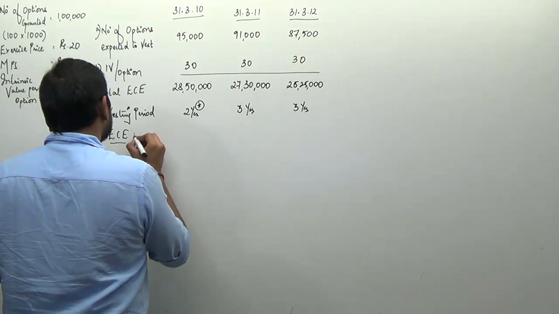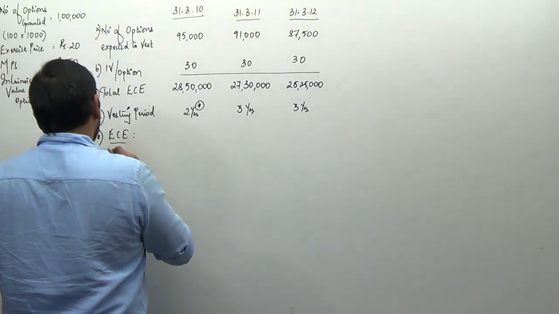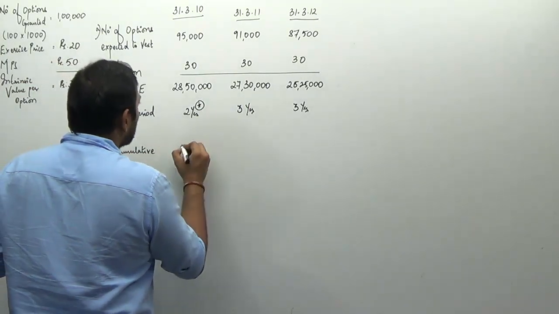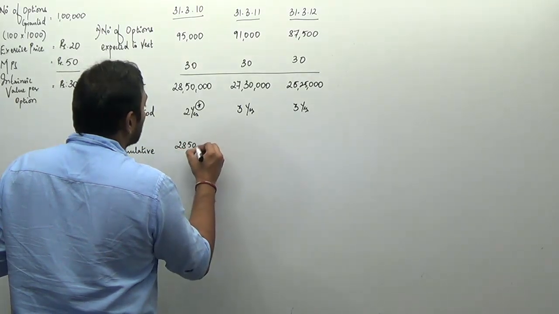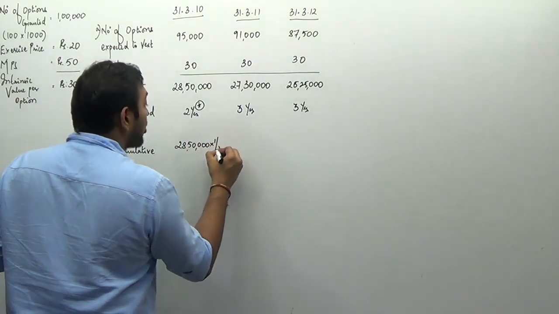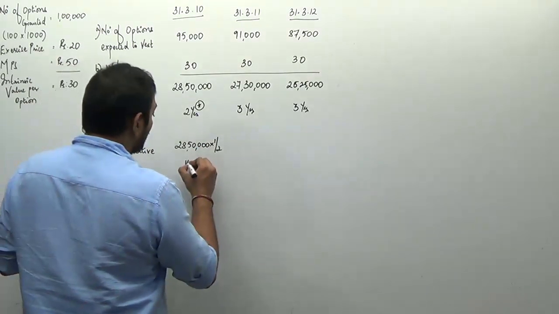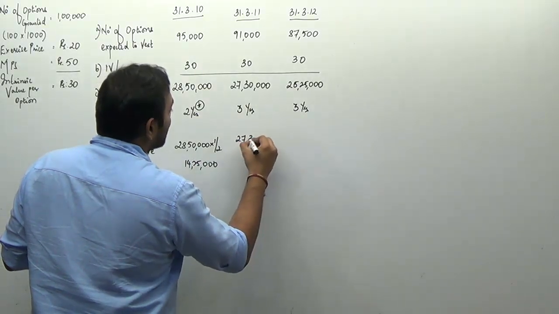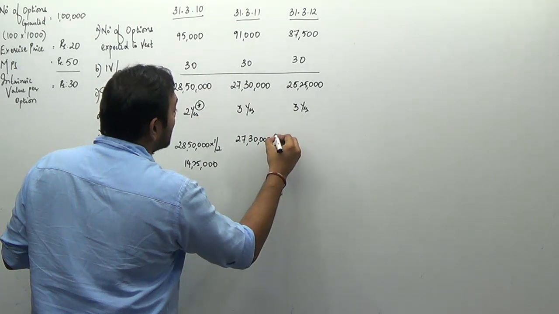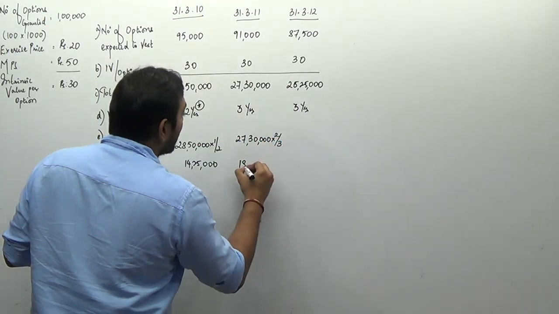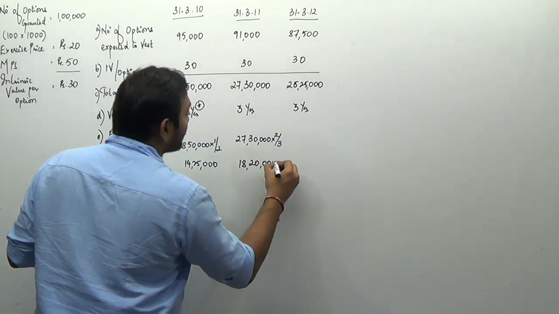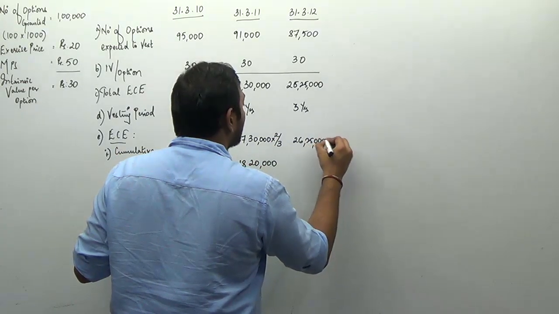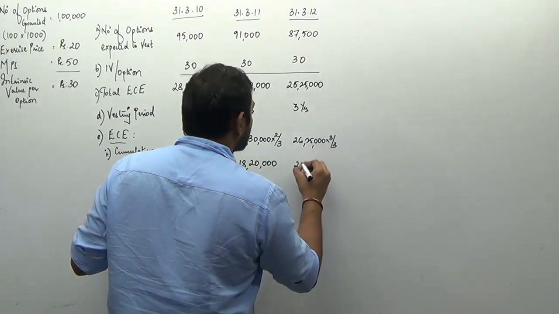Employee compensation expense, ECE. Cumulative ECE, 28,50,000. If the vesting period is 2 years, 1 year is already completed. So into 1 by 2, 14,25,000. 27,30,000, if vesting period is 3 years, 2 years are already done, 18,20,000. Last year, 26,25,000 into 3 by 3. You will get the same answer.